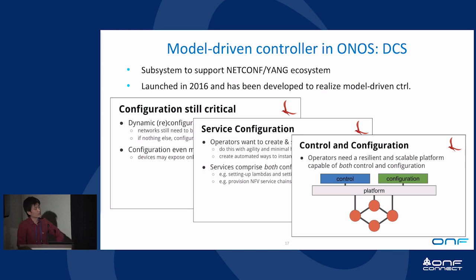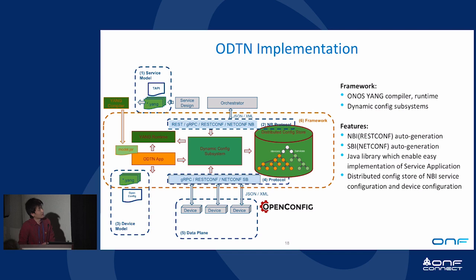The dynamic configuration is designed to provide NETCONF YANG-based network configuration features along with OpenFlow and P4-based control features. And DCS consists of the ONOS YANG compiler and runtime, the distributed config store, and the dynamic configuration subsystem itself.